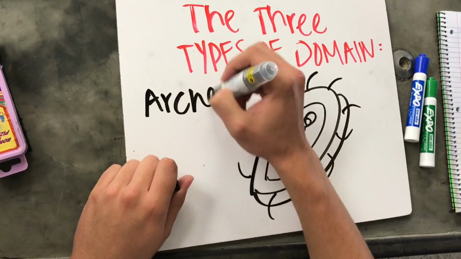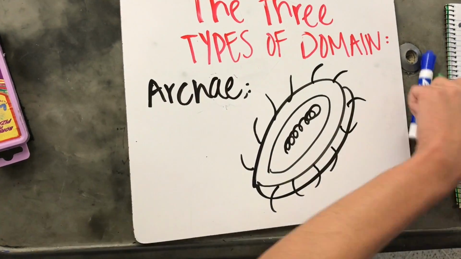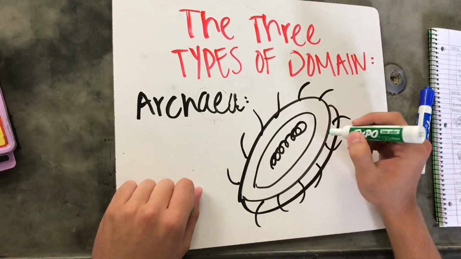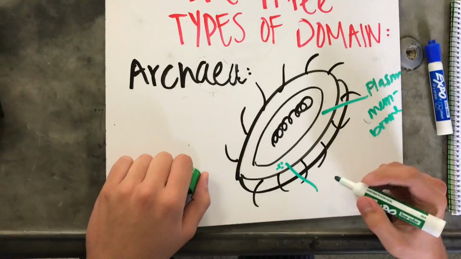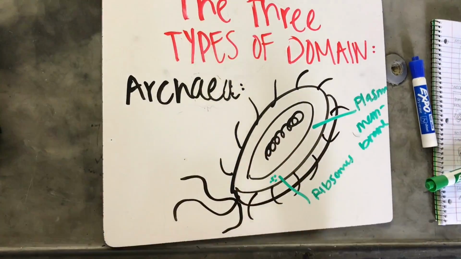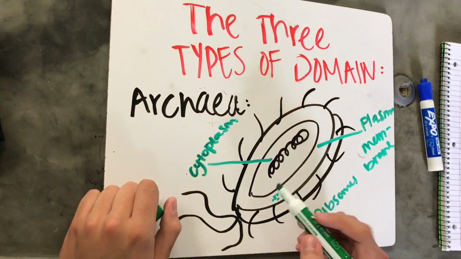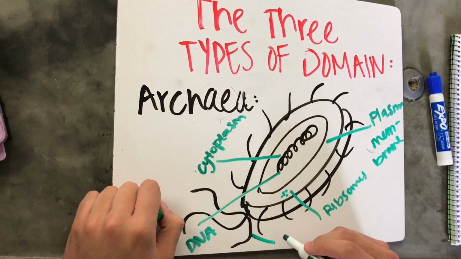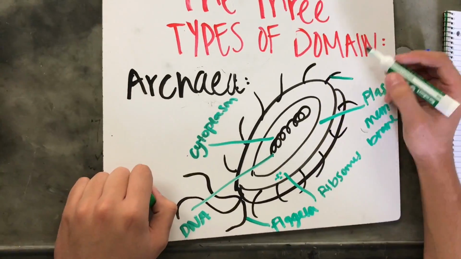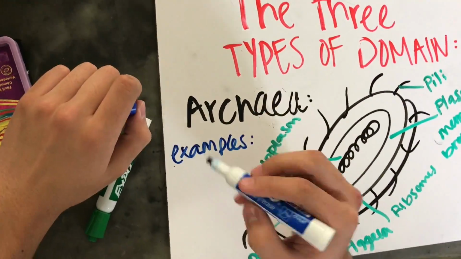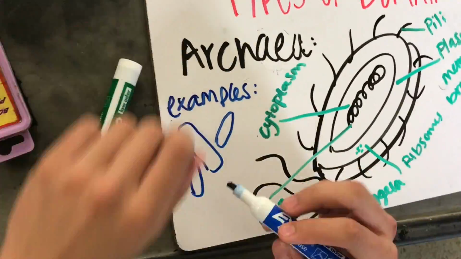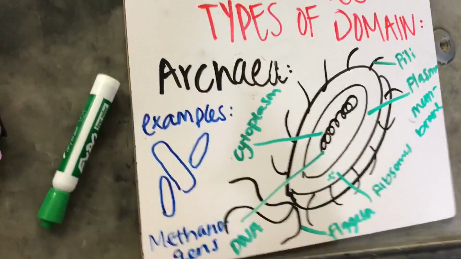Domains. The three types of domain are Archaea. Its kingdom is Archaebacteria, the ancient bacteria. It doesn't have a nucleus or a membrane. It lives in harsh environments. Some examples are methanogens, found in sewage treatment plants, halophiles, found in salty water, and thermoacidophiles, found in hot springs or acidic geysers. What makes this domain unique is that they have unique properties which separate them from the other two domains.